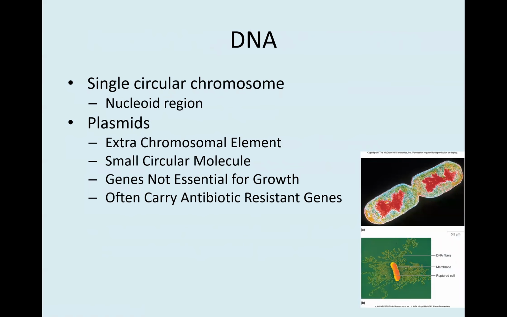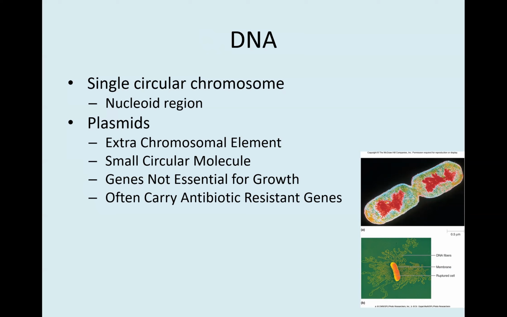All right, so what we will find in a prokaryotic cell is DNA. Again, prokaryotes do not have a nucleus to house the DNA, but rather they have what's known as a nucleoid. But the DNA that's found in there is going to be a single, circular chromosome. This is different than eukaryotes.